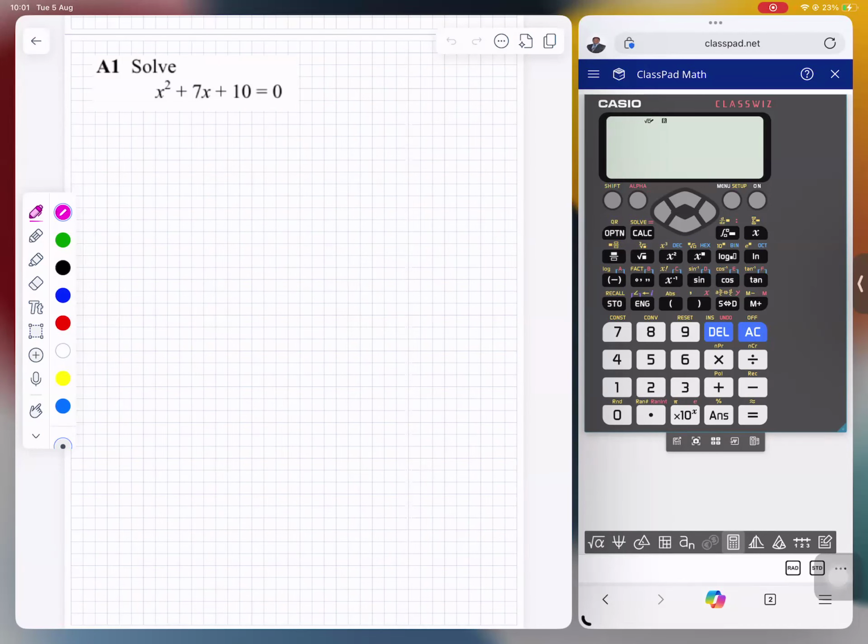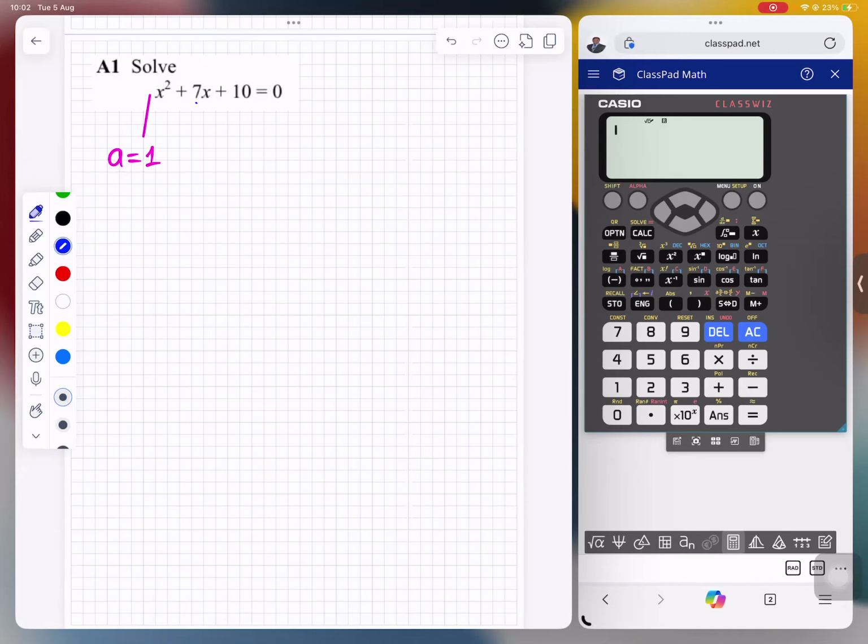So x squared plus 7x plus 10. In front of x squared is 1. When there's no number in front, we use the number 1. So we say a is equal to 1.